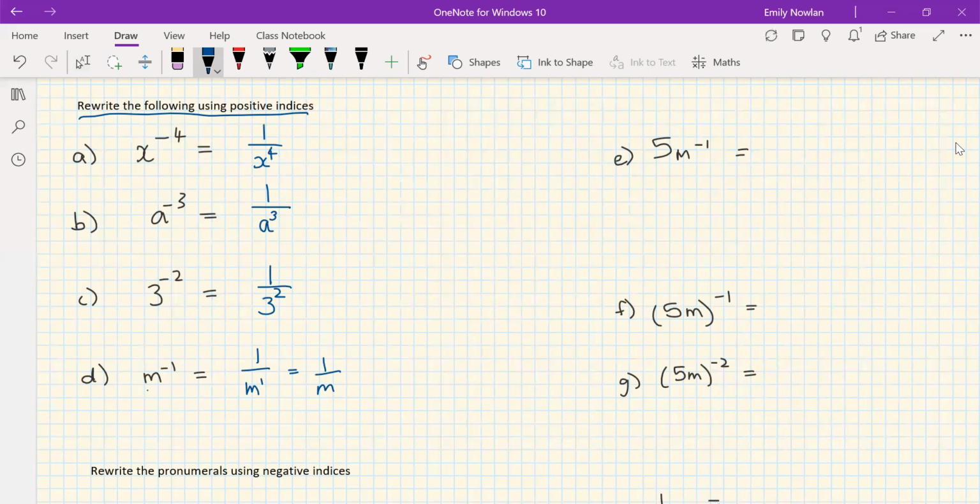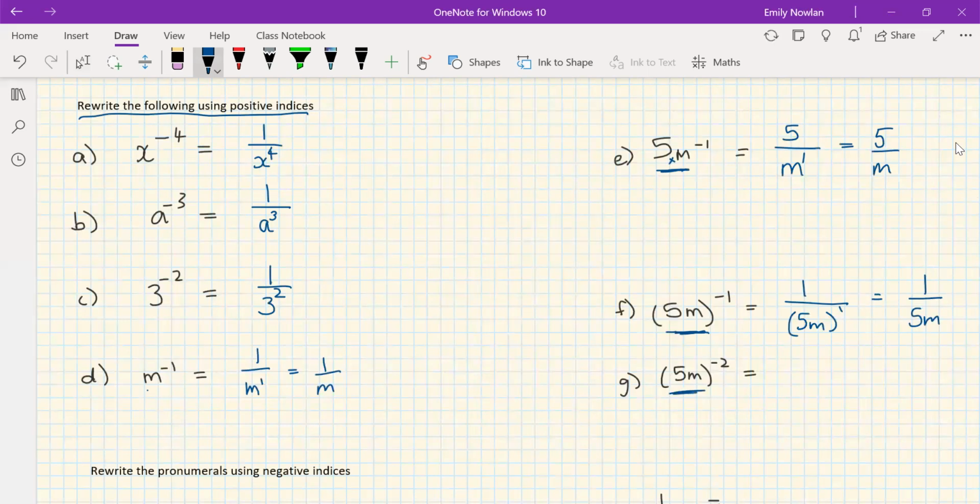Okay, things change a little bit over here with question E. This says 5 times m to the minus 1. Which base has the -1 happening on it? It's only the m. So the 5 stays up the top, but the m goes under and goes to the power of 1, or you can just write it as 5 over m. Either is fine. Then what's different here in F, everything is to the -1. So it's 1 over everything to the power of 1, which is just 1 over 5m.